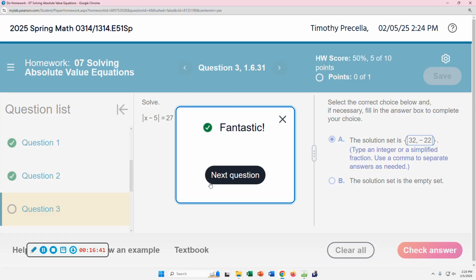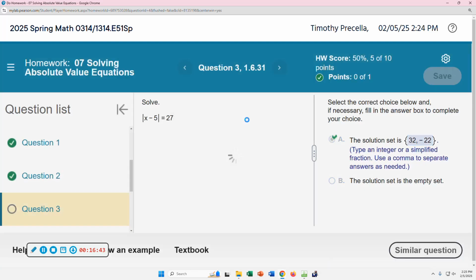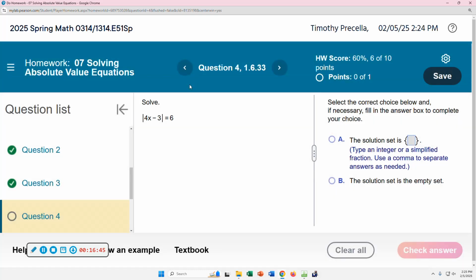Any questions there? Okay, let's get a little messier. Number 4. Okay, so that's not a 14. I want to write it so it doesn't look like 14x minus 31 equals 6. So I'll use big, bold absolute value bars.